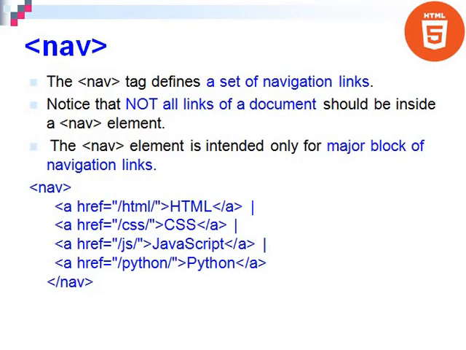Then nav. Nav is actually navigation. The navigation tag defines a set of navigation links. Not all links of a document should be inside the navigation element, but all the major blocks of navigation links can be placed inside the navigation element. Here is an example navigation element which contains 4 links or 4 anchors: HTML, CSS, JavaScript, Python. If we have a large number of anchors in our web page, they can be included in the navigation tag.